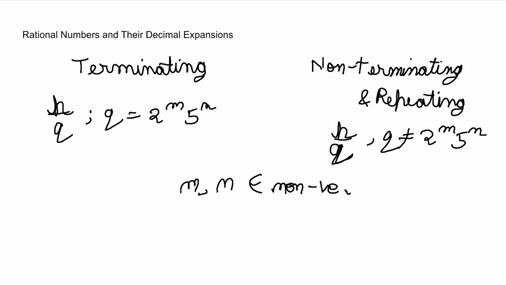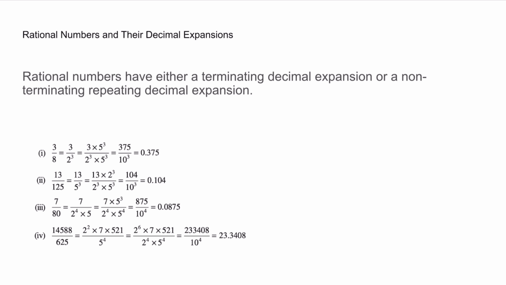And here, m and n, both of these are non-negative integers. And why do I say non-negative and not just positive? Because 0 can also be one of the values. So here the power can be 2 to the power 0 and 5 to the power 1. That is also possible. Okay, great. Now let's have a look at it. Rational numbers have either a terminating decimal expansion or a non-terminating repeating decimal expansion. Okay, that's what we discussed in the previous slide.